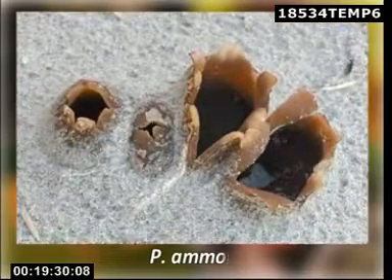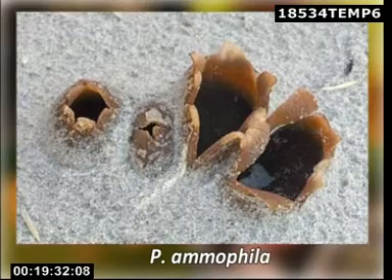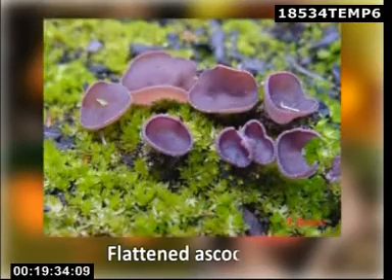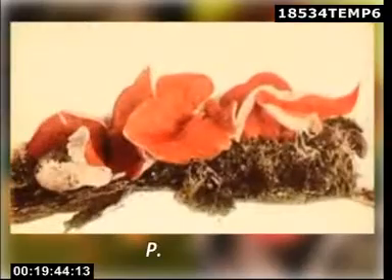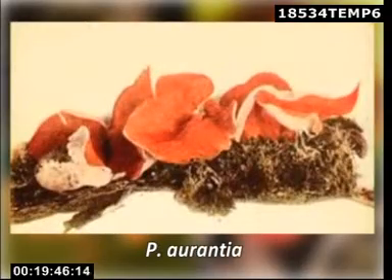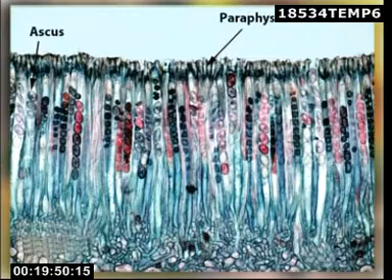They are semi-immersed in Peziza ammophila, while in certain species they are flattened. The size of the apothecium varies from 1 to several centimeters. Similarly, they vary in color. For example, they are bright orange in Peziza aurantia. The exposed hymenium, which lines the interior of the apothecium, consists of elongated asci and paraphyses.